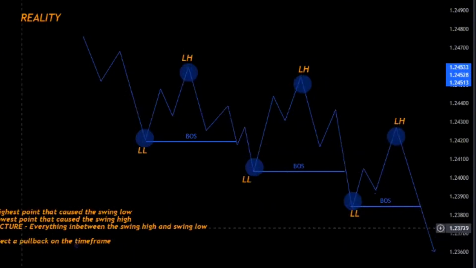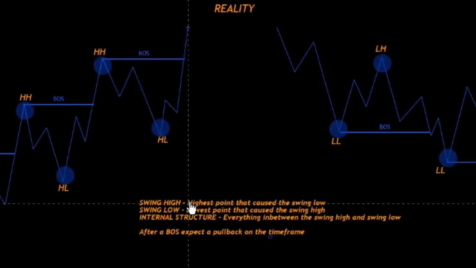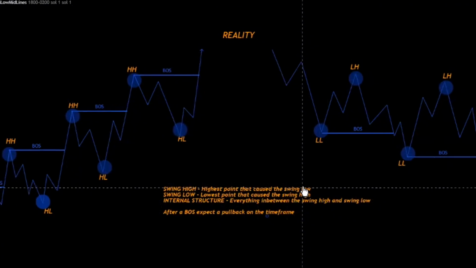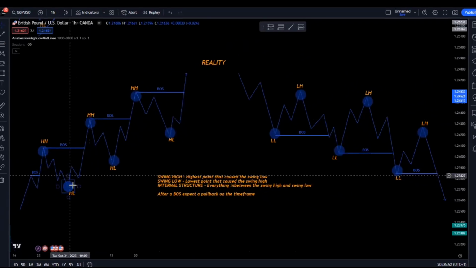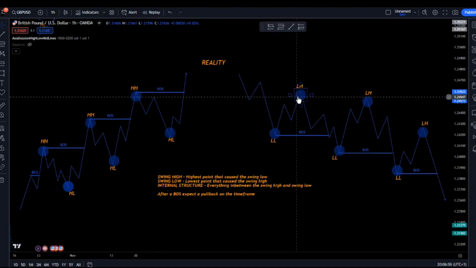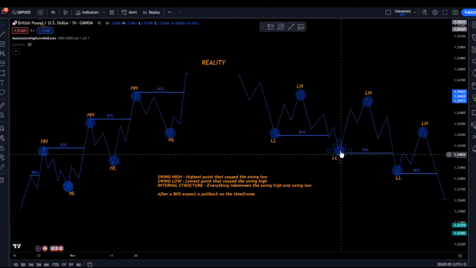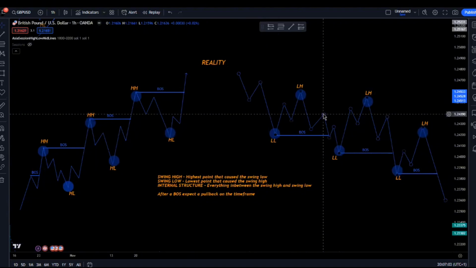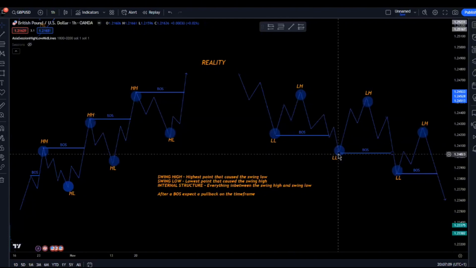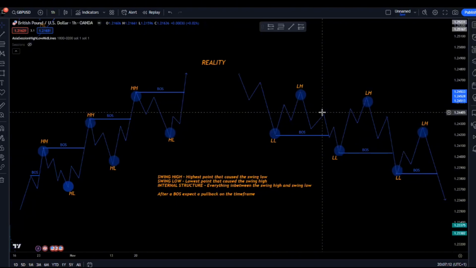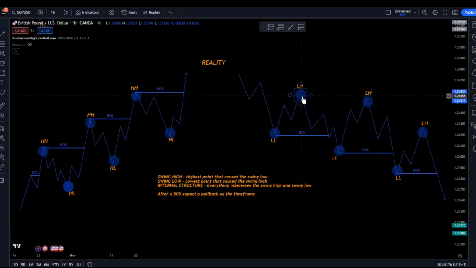Now you must understand that the swing high is the highest point that caused the swing low. This is the highest point in this case. This is a swing high, the highest point that caused this swing low. No doubt this point here is a high, but it is not a swing high, because it is not the highest point that caused this swing low. Yes, this high followed to cause the swing low, but it's not the highest point. This is the highest point, so this is the swing high.